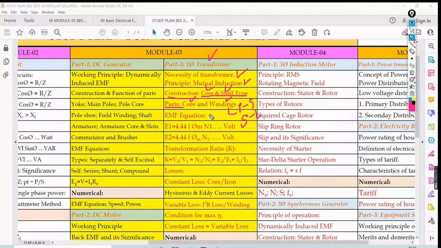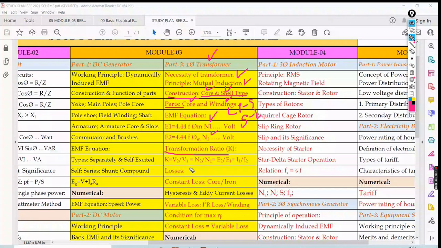Then the EMF equation of the transformer: E1 equals 4.44 F into phi m into N1. E2 equals 4.44 F into phi m into N2. N1 is the number of turns in the primary, N2 is the number of turns in the secondary. Then K is the transformation ratio, that is V2 by V1, N2 by N1, E2 by E1, I1 by I2.